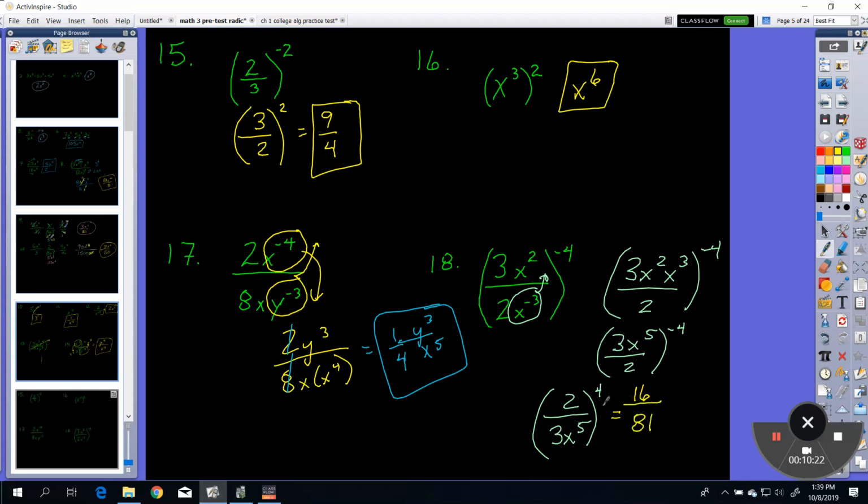which is 81. So I know that 3 to the 4th, when I look at 3 to the 4th, that's 81 on the bottom. So the 4th goes to the 2, the 4th goes to the 3, and the 4th power goes to x to the 5th. So I'm going to multiply that power by the power. So 4 times 5 is 20. And that's my answer for number 18.